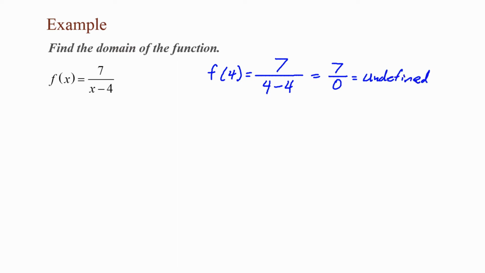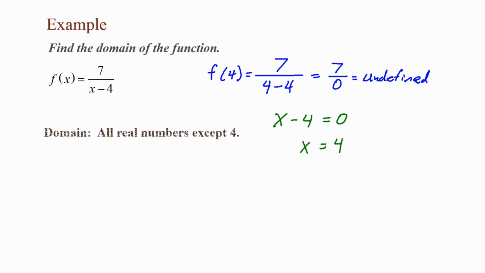Anytime you're dealing with a rational function, there will be one or two values that will not work and give us 0 in our denominator. One way to figure this out without graphing is to take your denominator, x minus 4, and set it equal to 0, then solve for x. We get x equals 4, which was the number that gave us the error on our calculator. So how this applies to our domain is that our domain will be all real numbers except 4.